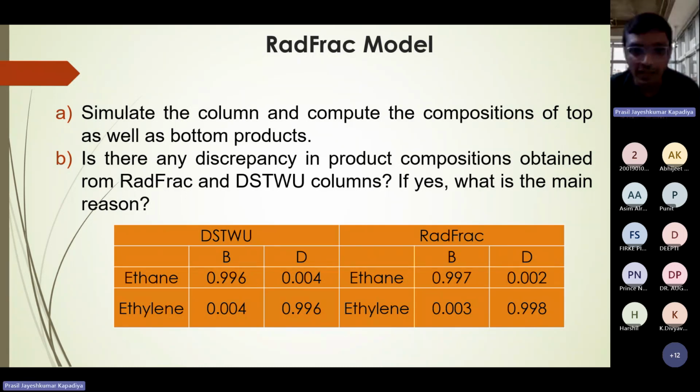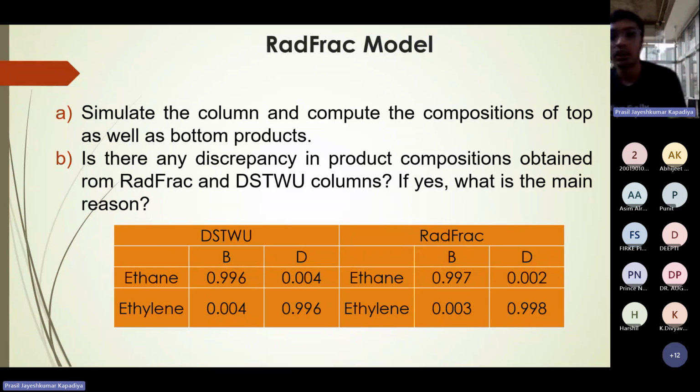Yes, sir, there are discrepancies, very small, like 0.001. So what can be the reason? DSTWU is just a shortcut method, while RadFrac performs rigorous calculation. So the results obtained from RadFrac will be more accurate than DSTWU. Both are different methods, so there will be a little discrepancy, but DSTWU is just a shortcut method. The rigorous method, RadFrac, will give us better and more accurate results.